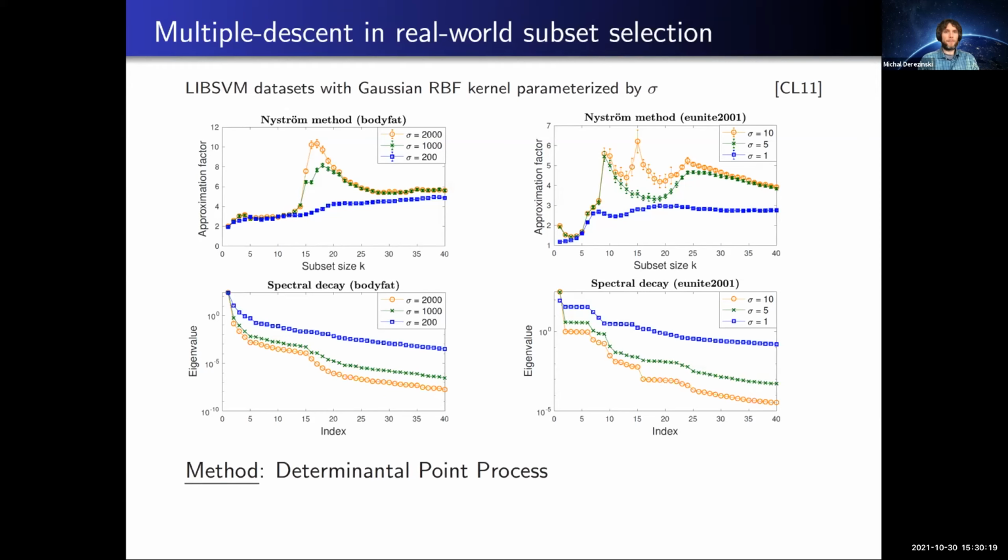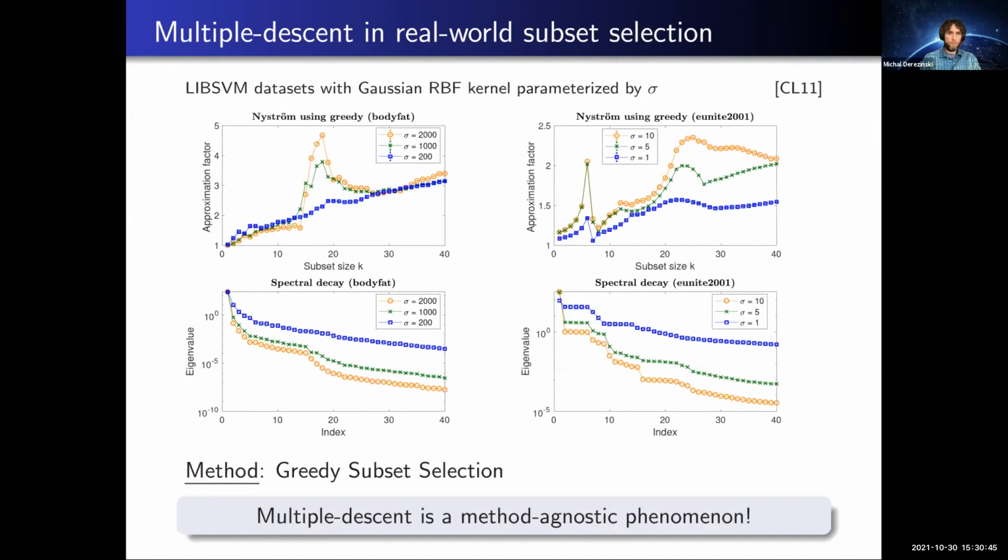So depending on the structure of the problem, we may end up in the regime where the approximation factor exhibits a multiple descent curve, or in the regime where it is relatively flat. Here I showed the results using a determinantal point process as the subset selection algorithm. However, remarkably, we can observe the same phenomenon even if we switch to a completely different method. This one is called greedy subset selection. So this suggests to me that the multiple descent curve is not something that's specific to DPPs, but rather a method agnostic phenomenon.